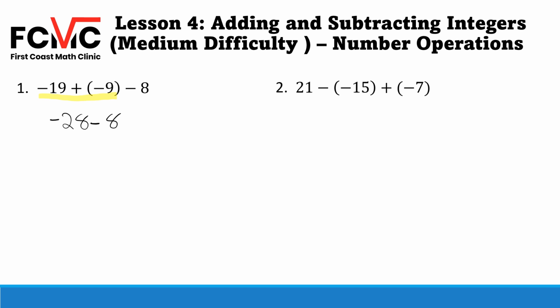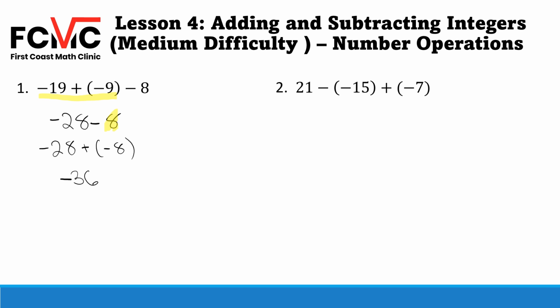Now we're going to use our subtraction rule, so I'm going to keep the negative 28, change subtraction to addition. This 8 here is positive. I'm going to change it to a negative, so it becomes minus 8. Now we're adding two numbers that are the same sign, so I can add them up, get 36, and keep the sign, so I'm going to get negative 36 as my answer.